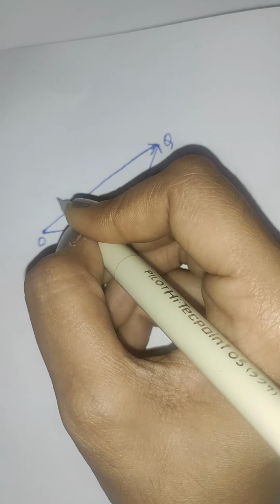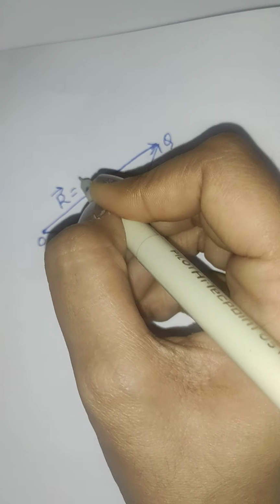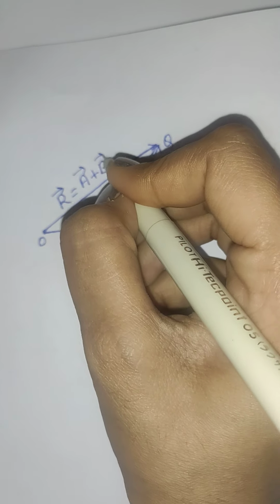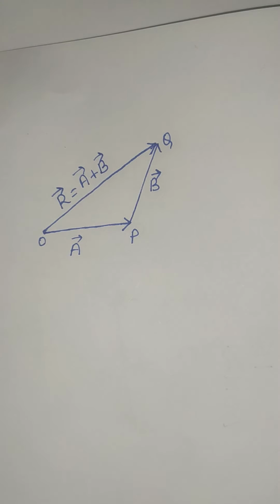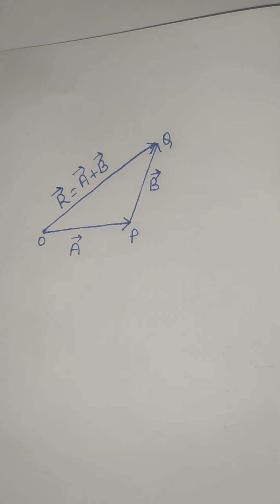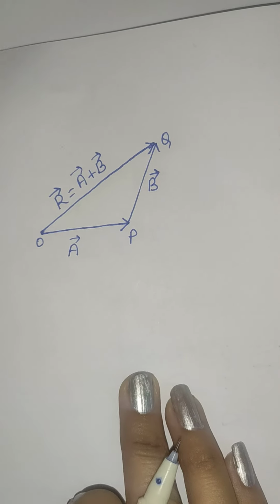This side would represent my resultant of vector A and B. Hence I can write the resultant as R vector, which is equal to A vector plus B vector. Now the aim of this video is to find the magnitude of the resultant vector R and the direction of the resultant.